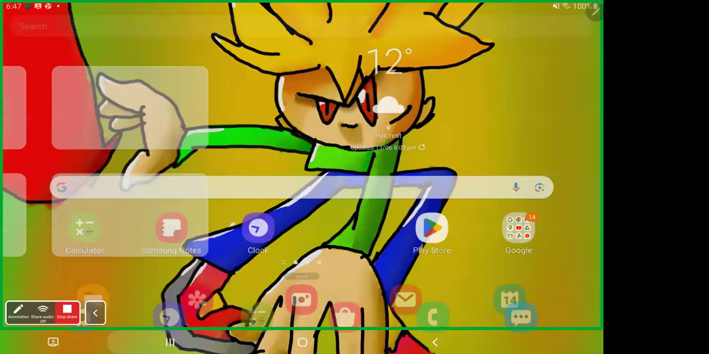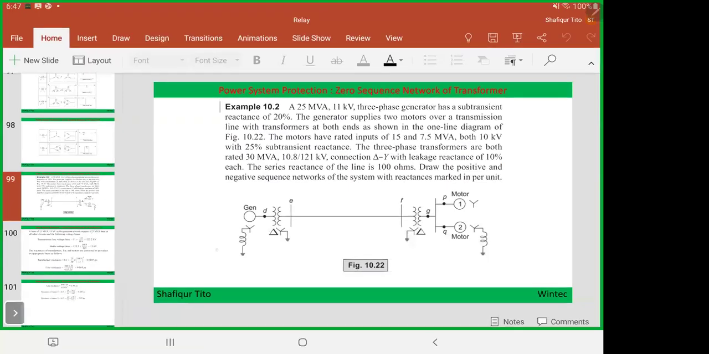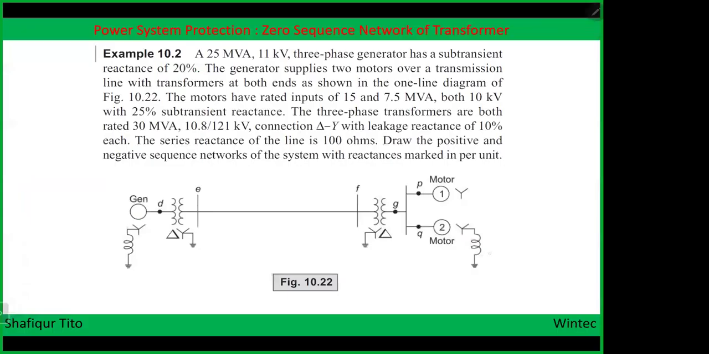So this was the problem. The single line diagram has been given. From this single line diagram, we need to first do the per unit calculation of the impedance for each of the equipment, and then develop the sequential network.